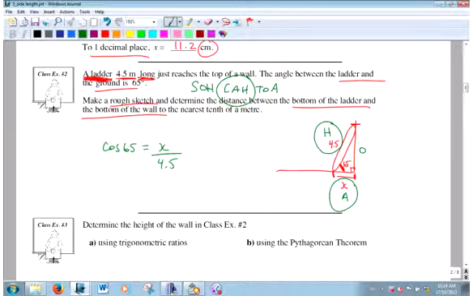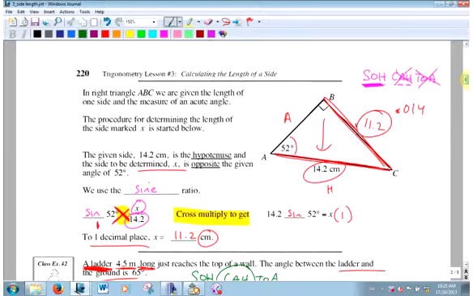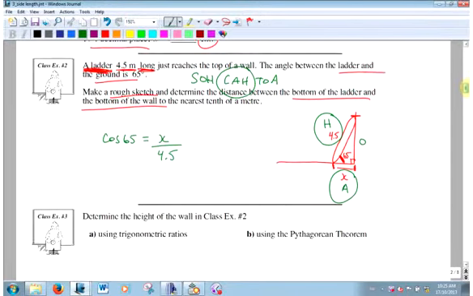I need to solve that for x. That's the distance between the bottom of the ladder and the wall. Cross multiply is what I did just a minute ago. Okay, there it is. Algebraically, this is a better way of thinking, but it's exactly the same procedure.